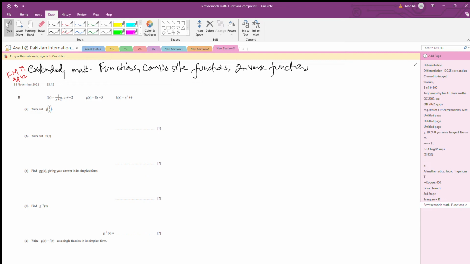I'm here with another video, and in this lesson I'm doing functions, then composite functions, then inverse of functions. This paper is February March 2019, Question Paper 42. This is question number 8 from this paper, and I'm doing this question for your help.